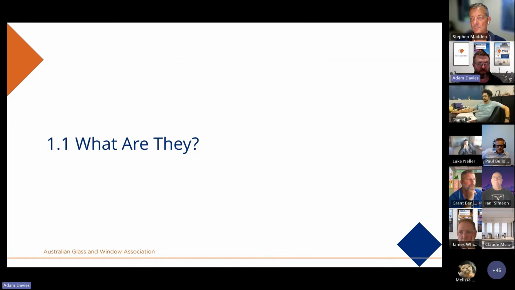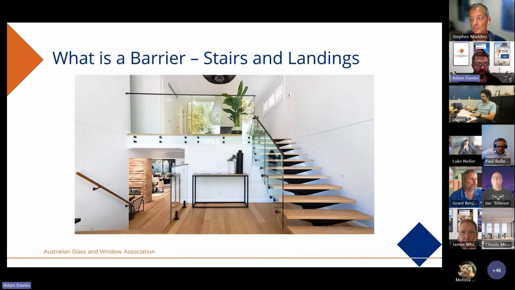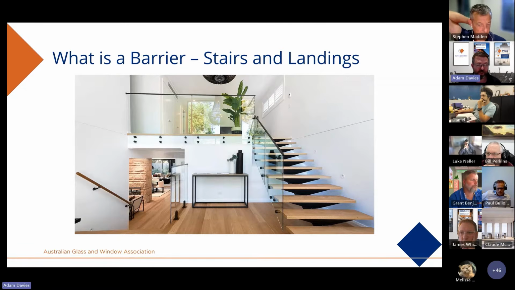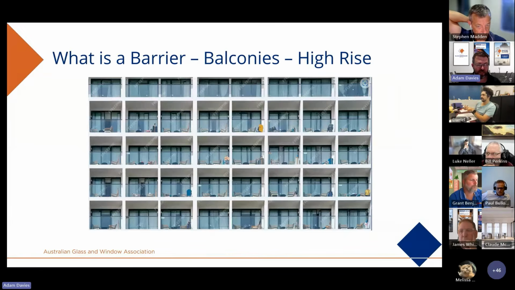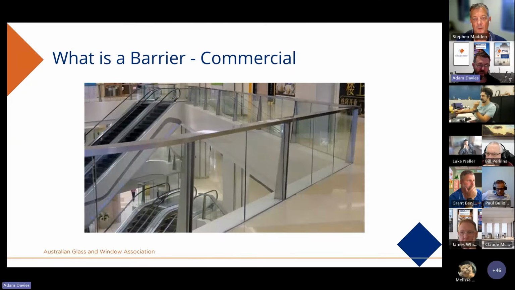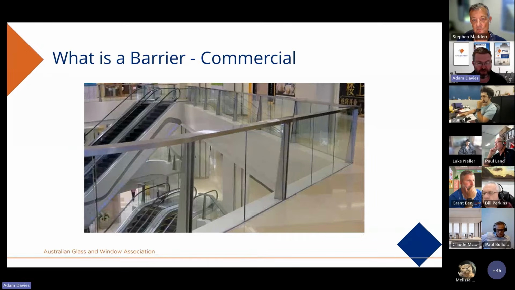So what are they? Well, a barrier can be on a set of stairs, it can be in an internal landing of a residential building, it can be the external balcony of a residential building. Similarly, it can be balconies within high-rise developments. It can also be used in commercial applications, such as shopping centres and other such places where there's a lot of people. And it also can be a pool fence.